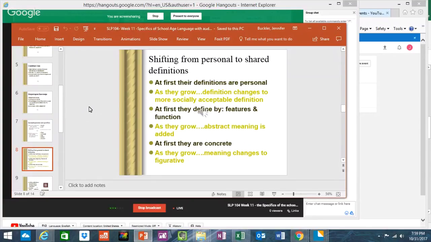Apologize for the interruption. So children will define, you show them a shoe, you ask them, what is it? They say shoe. What do you do with it? You wear it. Rarely will they say it's a type of clothing. So that becomes a skill that they learn later on.